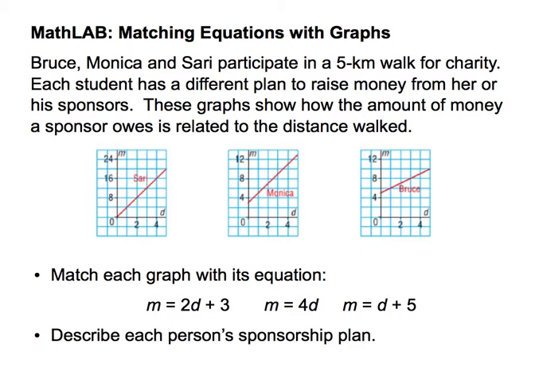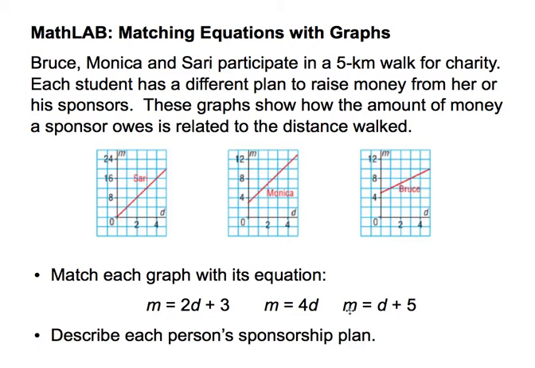So these graphs showed the amount of money a sponsor owes in relation to the distance that they walked. So this is a linear relation. It relates two different sets of data, in this case, distance walked and the amount of money. Notice that the distance walked is on the horizontal axis and the money is on the vertical axis because, again, let's review, the dependent variable always goes on the vertical axis. The amount of money depended on how far they walked.